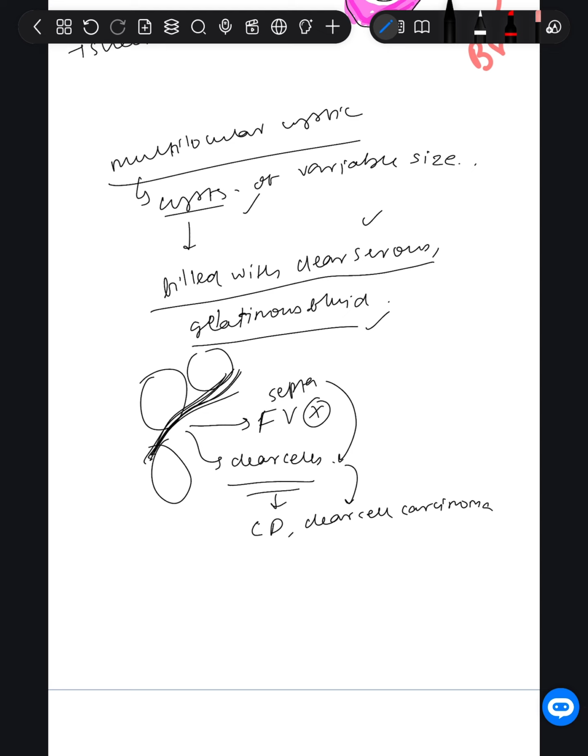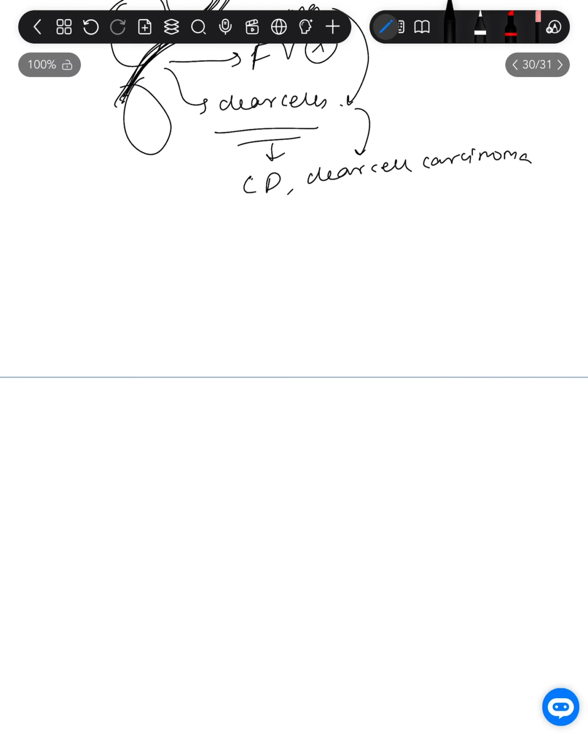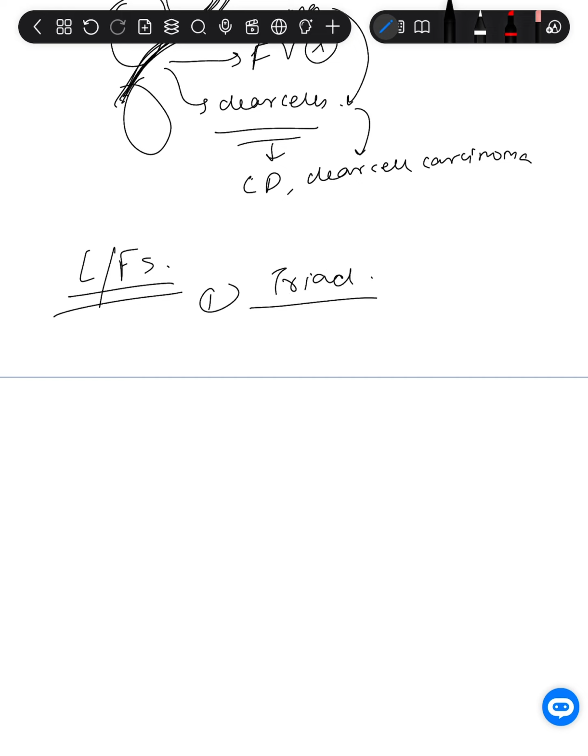Now there are two more things left. I am so sorry if this video is getting longer, but I'll try to wind this up in 2 minutes. For renal cell carcinoma, we have some clinical features. The clinical features are a very classic triad of features. The first is costovertebral pain.